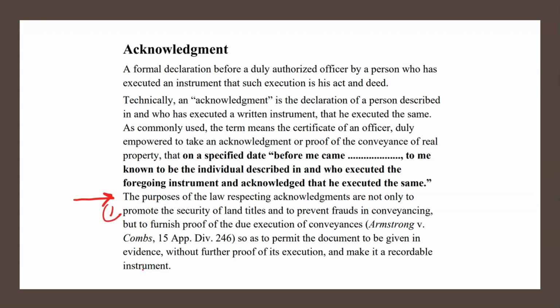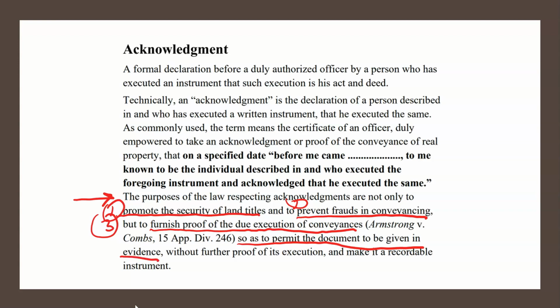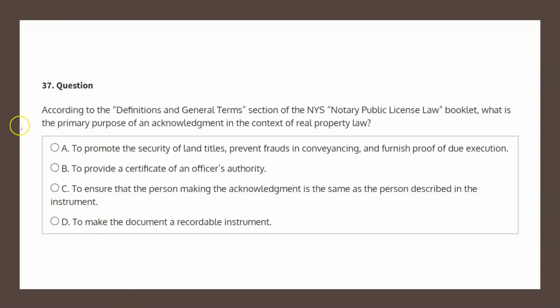One is promote the security of land titles. Two is to prevent frauds in conveyancing. And three is to furnish proof of the due execution of conveyances so as to permit the document to be given in evidence. So with all this in mind, let's have a look at our four choices to determine our solution.